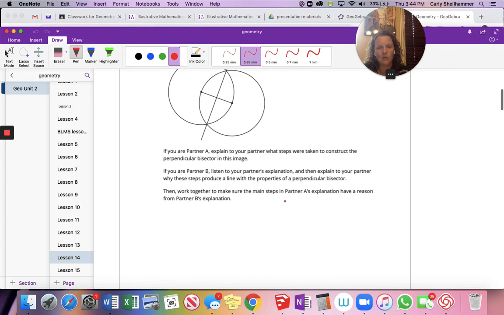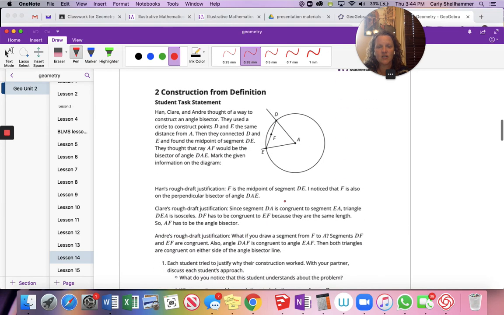Cool, cool. Okay, construction from definition. So Han, Claire, and Andre thought of a way to construct an angle bisector. They use a circle to construct points D and E the same distance from A.